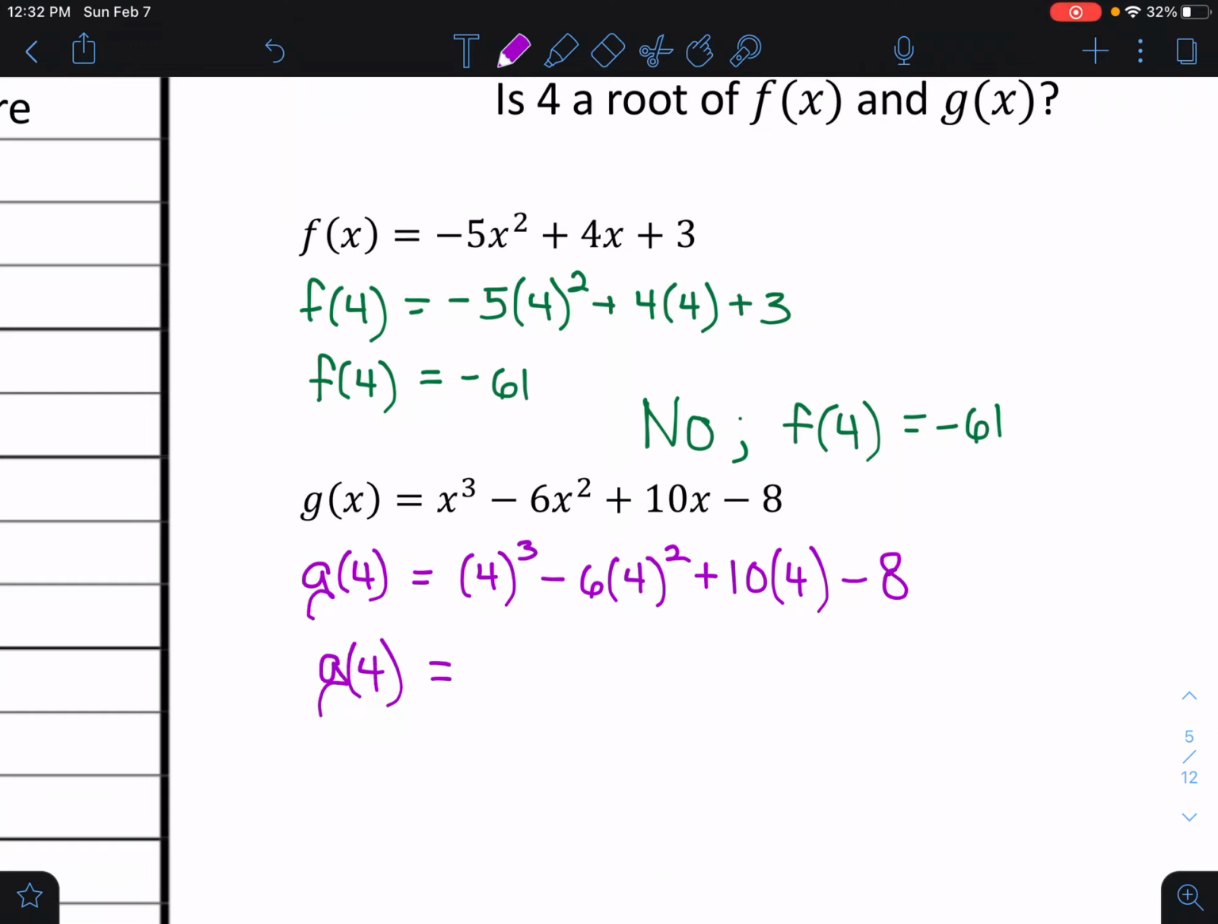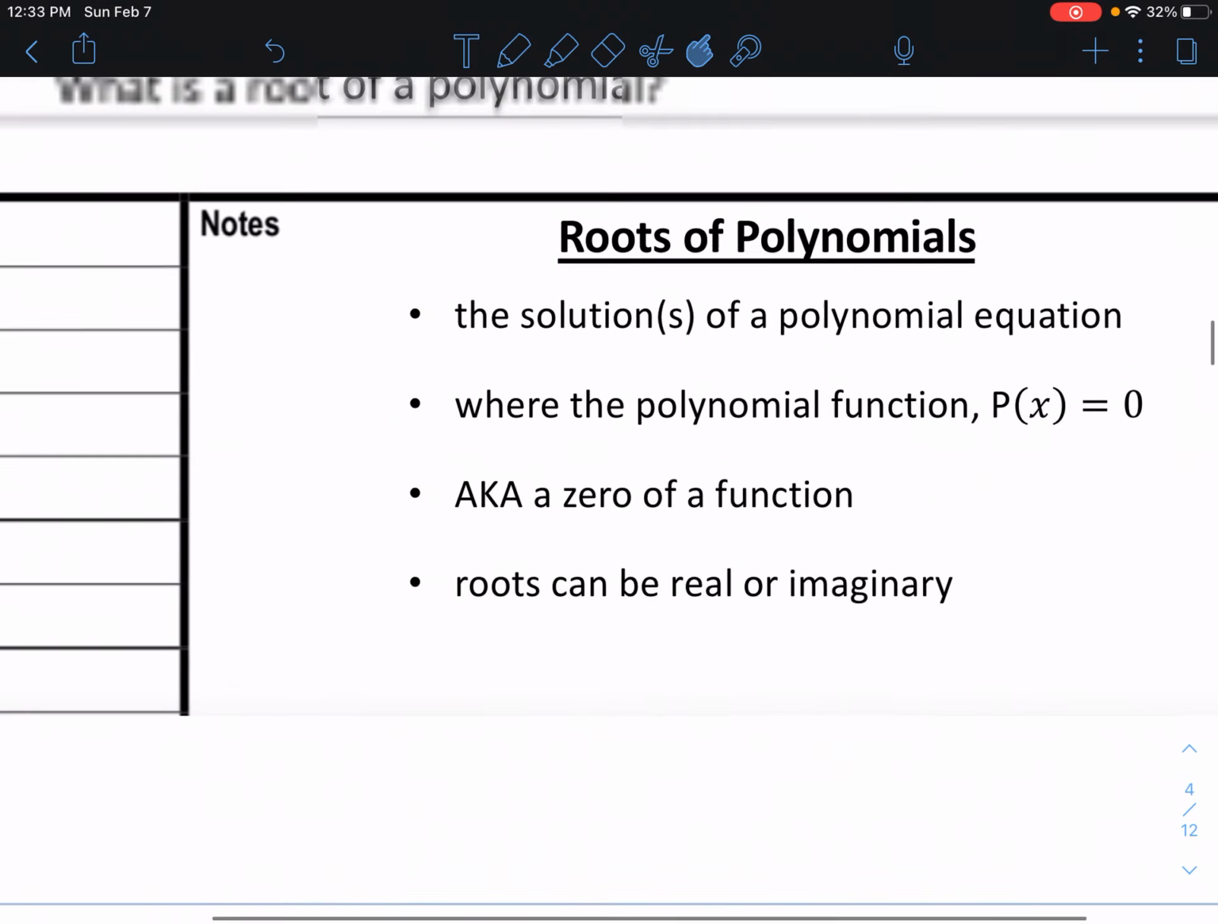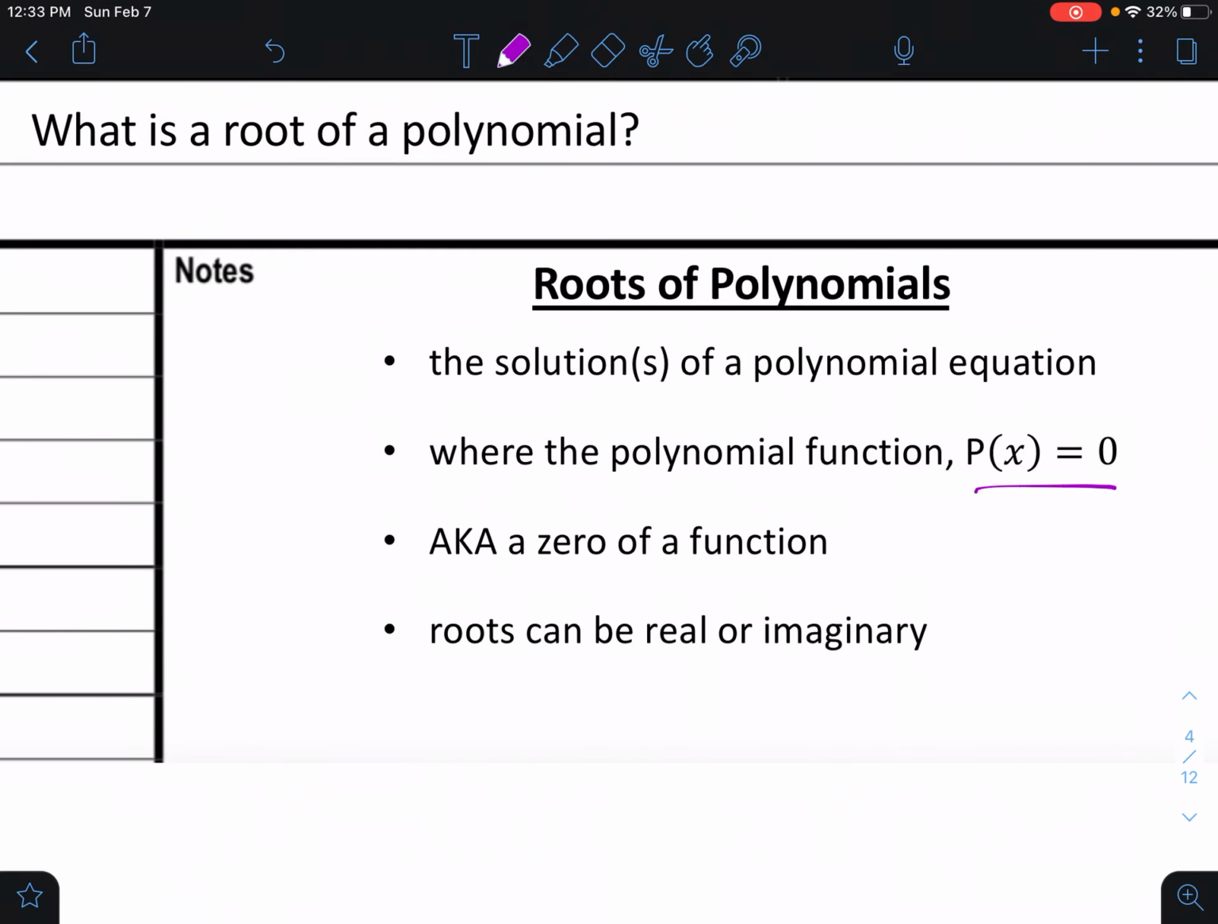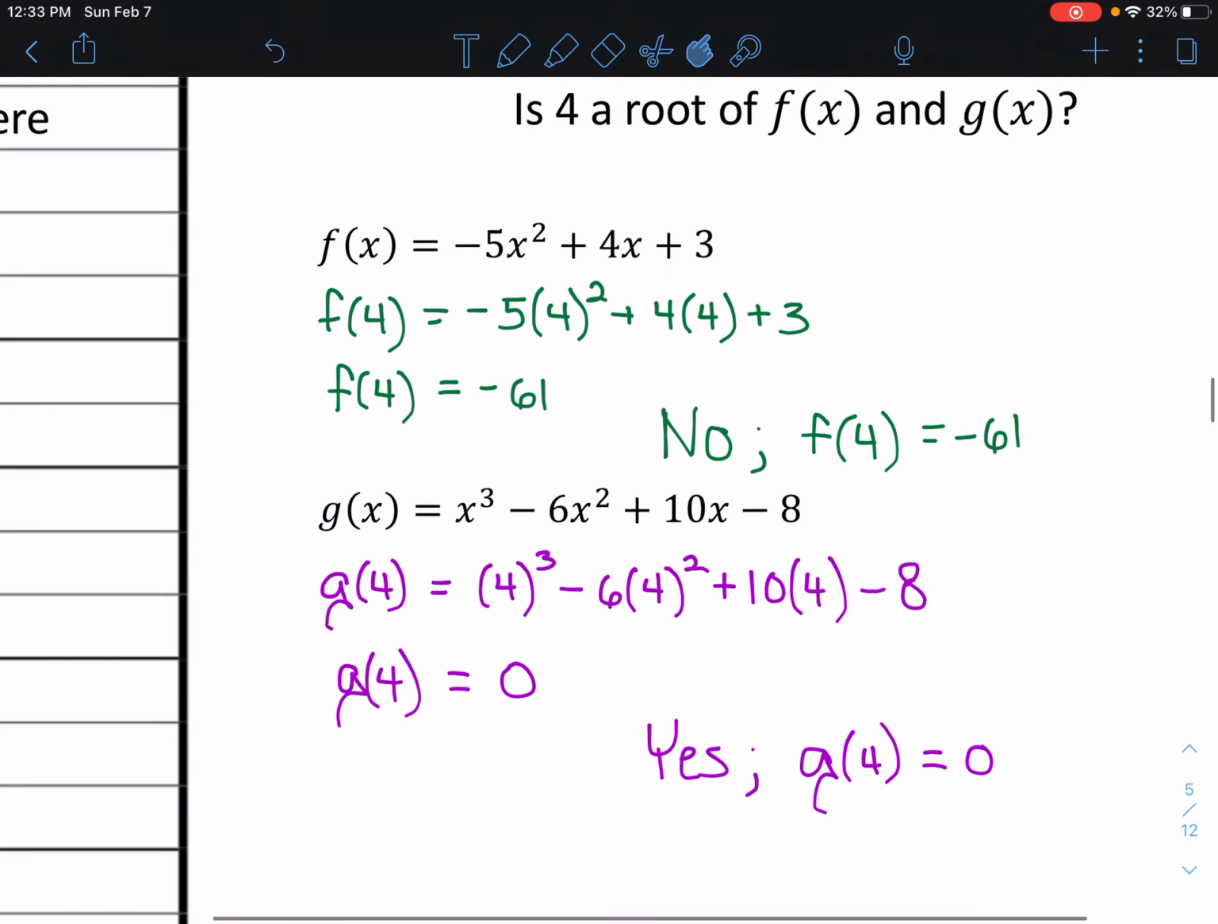So g of 4 is equal to 0, and yes, the reason is because g of 4 gives me 0. Remember, that's what it said right here. When you plug it into the polynomial, you should get 0. Generically they just use p of x.